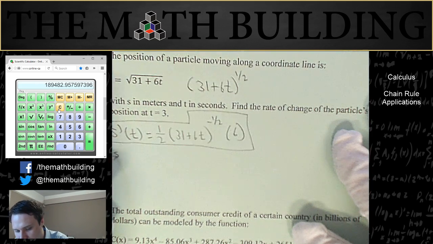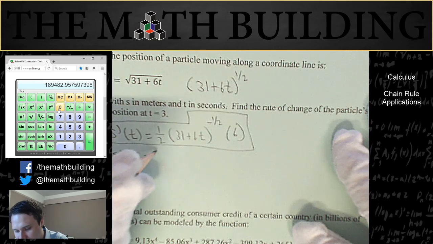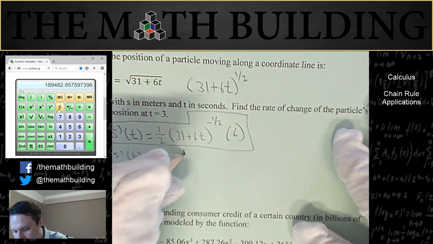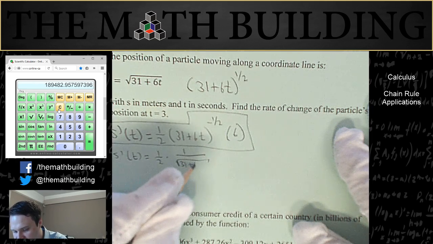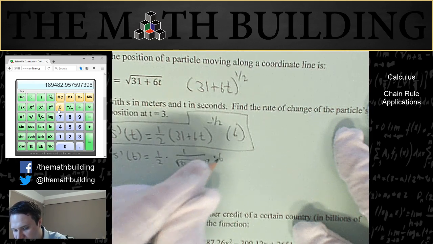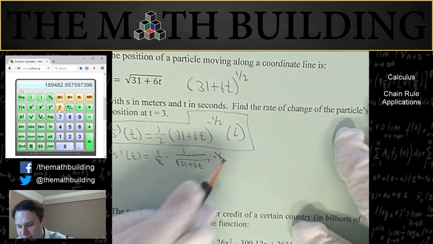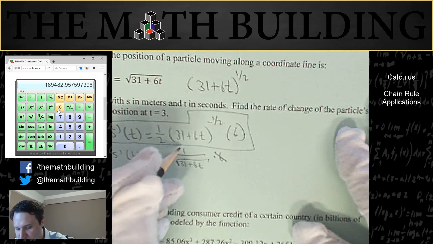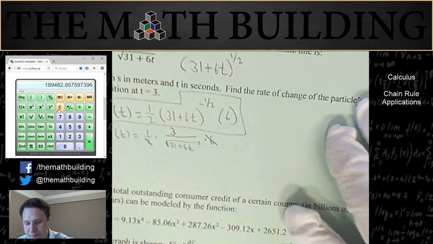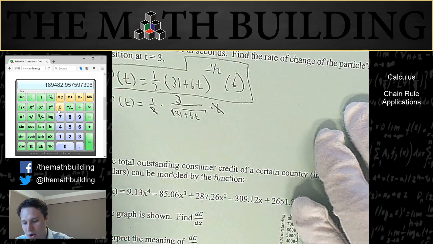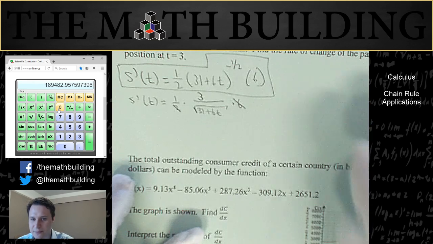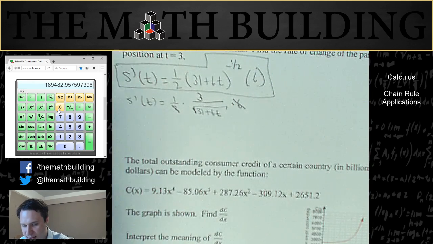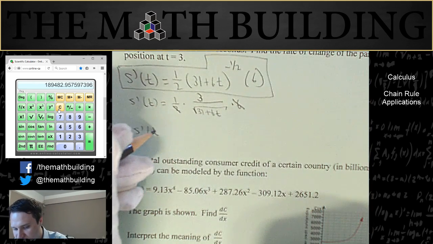You know what? Let's just show you. So this will be 1/2 times 1 over the square root of 31 plus 6t times 6. And in fact, 2 and 6 will cancel, so that'll become a 3. So I'm just going to put a 3 up here. If you wanted to, you could rationalize this by moving the square root up into the top. Okay, so my new function is this.